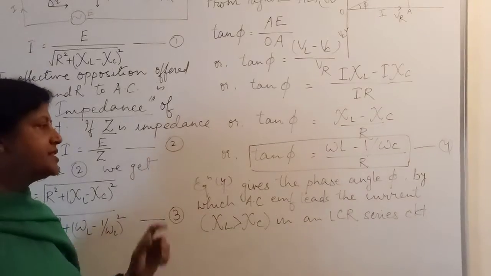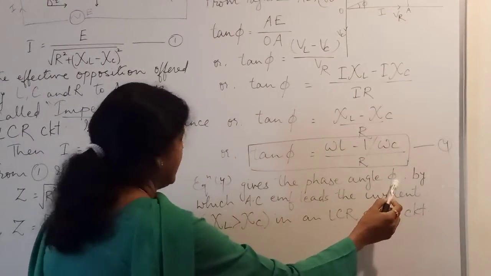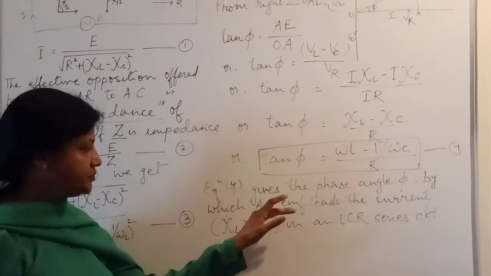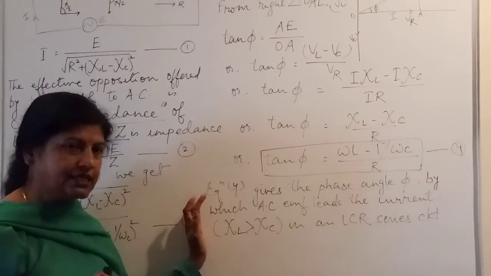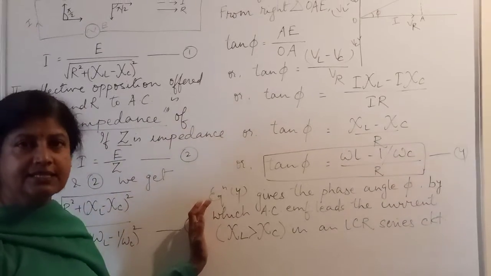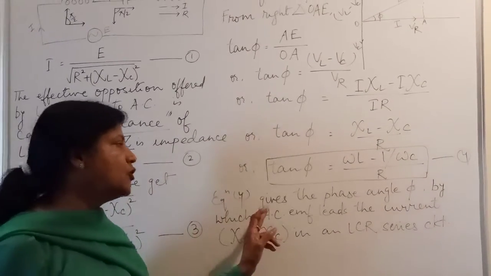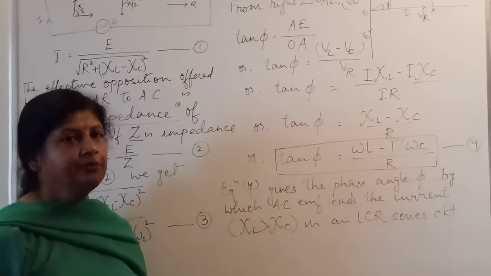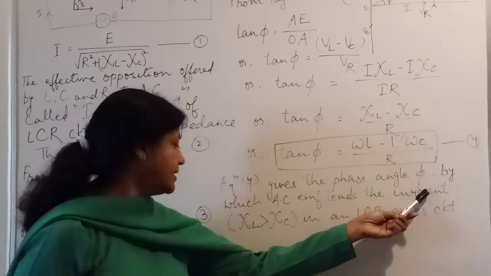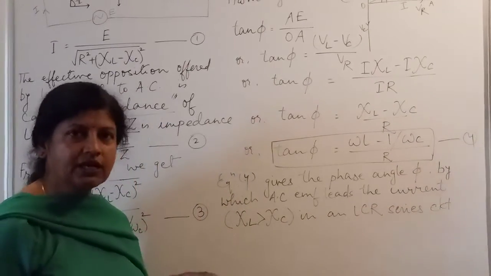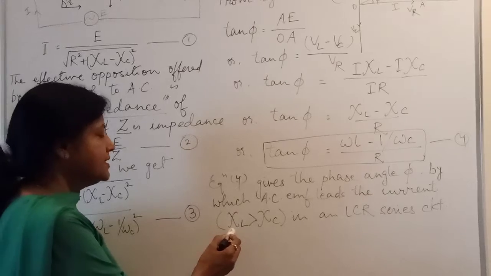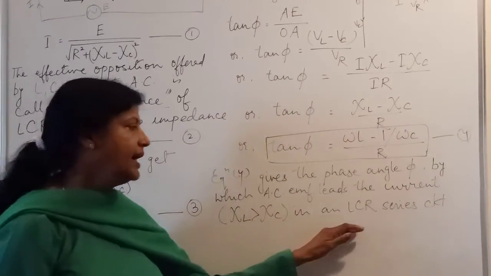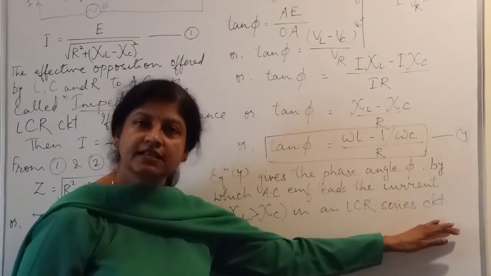Equation 4 gives the phase angle phi by which AC EMF leads the current for this particular circuit. We are talking about LCR series circuit. Equation 4 gives the phase angle phi by which AC EMF leads the current for the particular condition, that is XL greater than XC in an LCR series circuit.